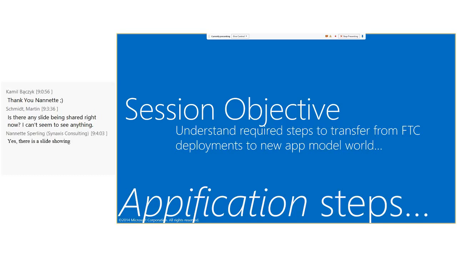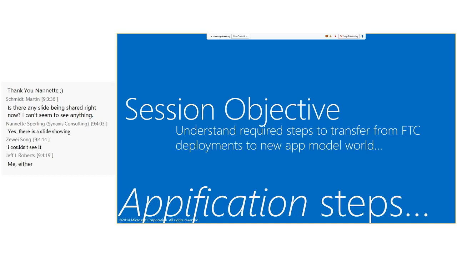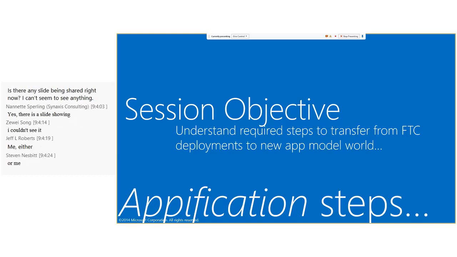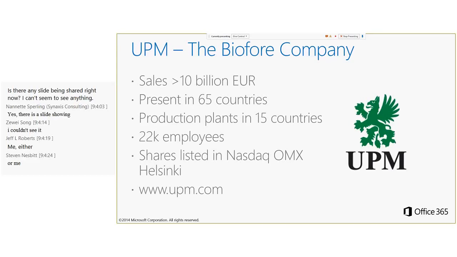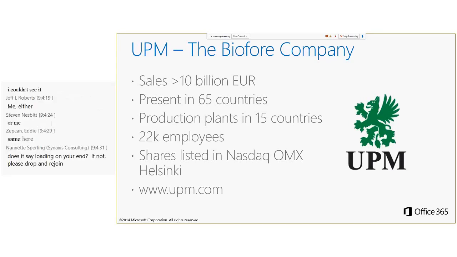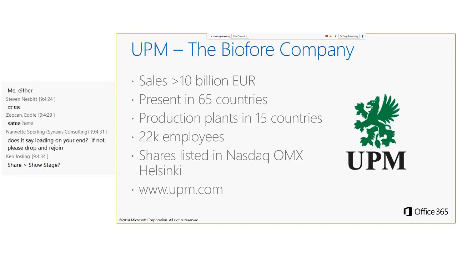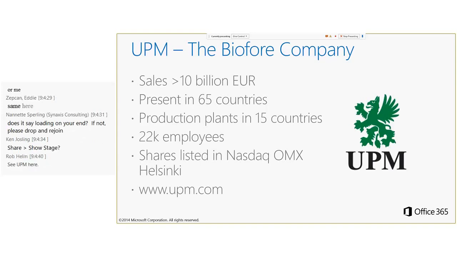We use a use case, which we used in the SharePoint conference as well. The customer is from Finland, a global customer called UPM. UPM is a mid-sized customer with sales of 10 billion, present in 65 countries, with production plants in 15 countries and 22K employees. So not a massive one, but already pretty big. The shares are listed in Nasdaq Helsinki. If you go to www.upm.com, you're able to see additional details about the company.